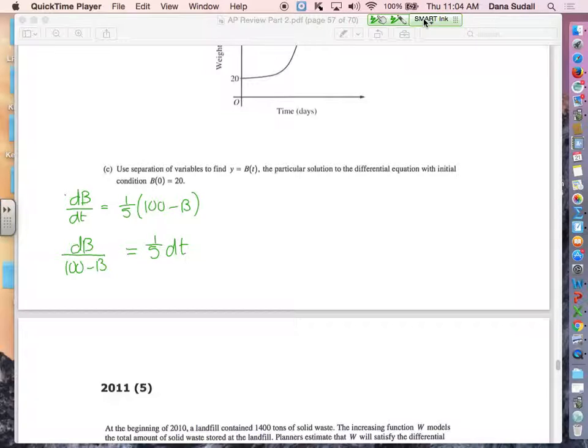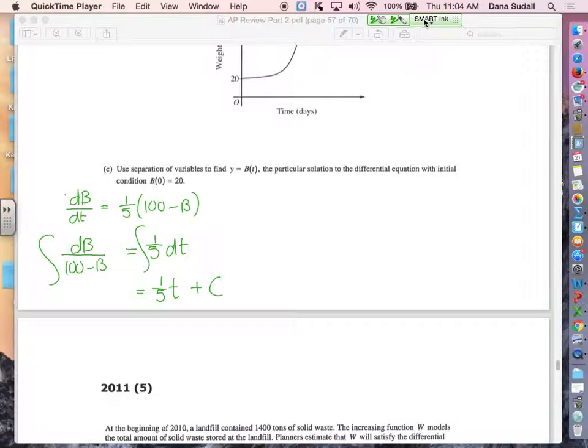And usually, these problems are worth about 5 points. This piece right here, just separating the variables, is worth 1 point. So integrate both sides. On the right-hand side, if you integrate 1/5 with respect to time, you get 1/5 t.